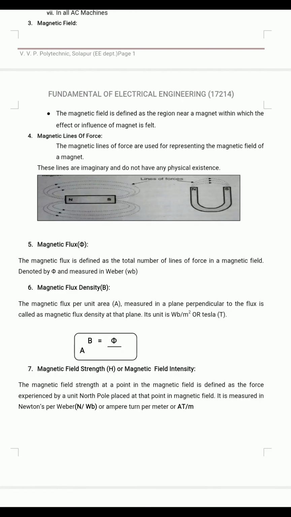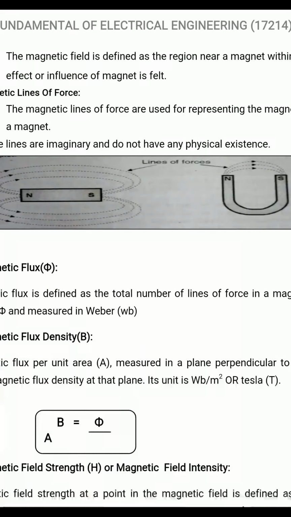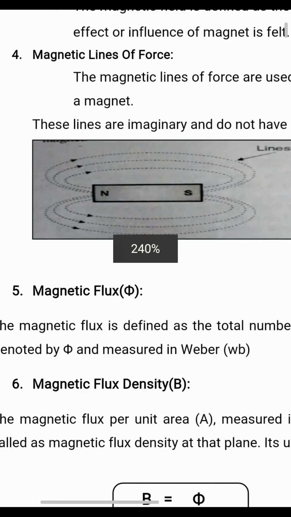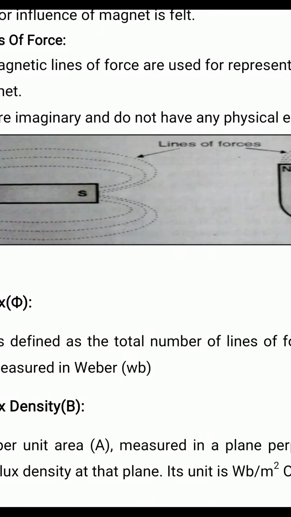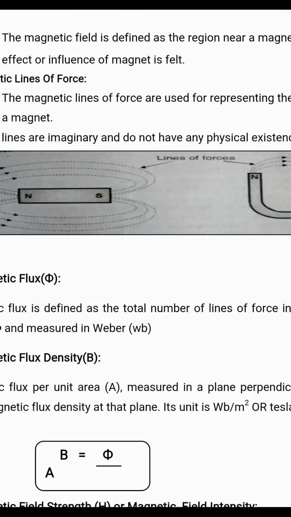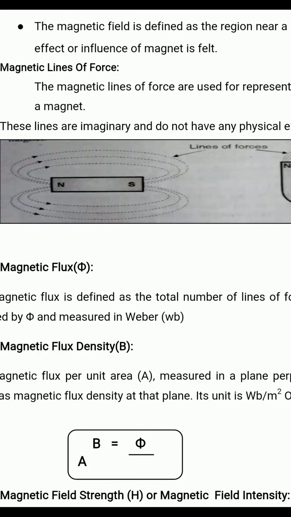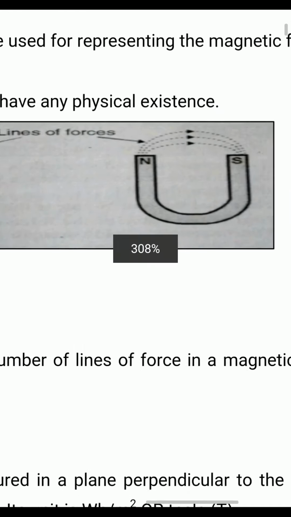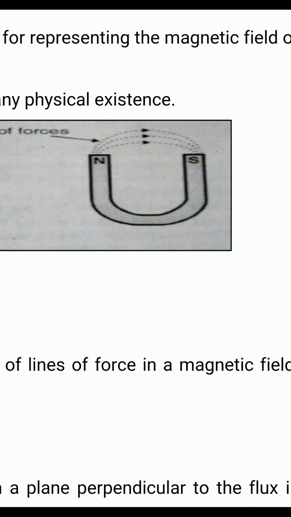So these dotted lines are nothing but imaginary lines and they do not have any physical existence. These dotted lines are nothing but the magnetic lines of force. For the rectangle magnet, N and S pole have these types of magnetic fluxes or lines of force, and for U-shaped magnet, horseshoe magnet, these fluxes are going to be like this from N to S.